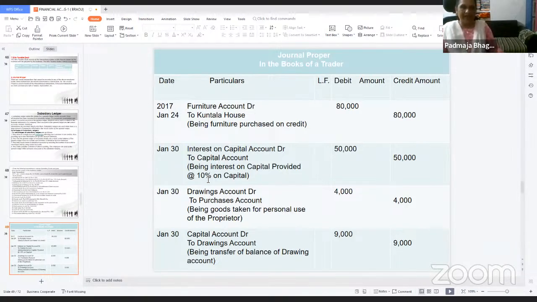How do I write it in the ledger? That is, in journal proper, how to write? That is a drawing account. Whenever you are drawing the amount from the business for your personal use, then you have to write the entry like this.